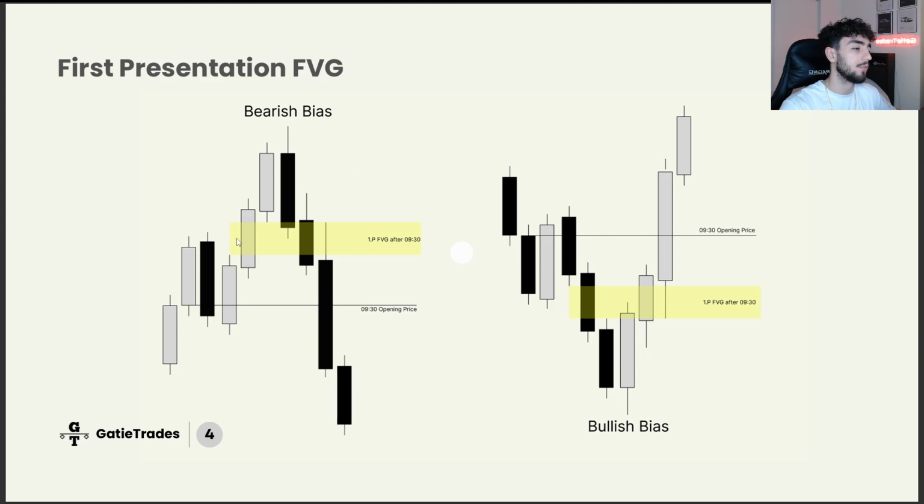It's not simply first presentation is bullish, therefore we're bullish. You have to use the fair value gap the way the algorithm is going to refer back to it. And over here, it refers back to it as an inverse fair value gap, and we trade lower. And then obviously for the bullish scenario, we have a bearish first presentation fair value gap after 9:30 opening price. We inverse it, refer back to it, and trade higher.